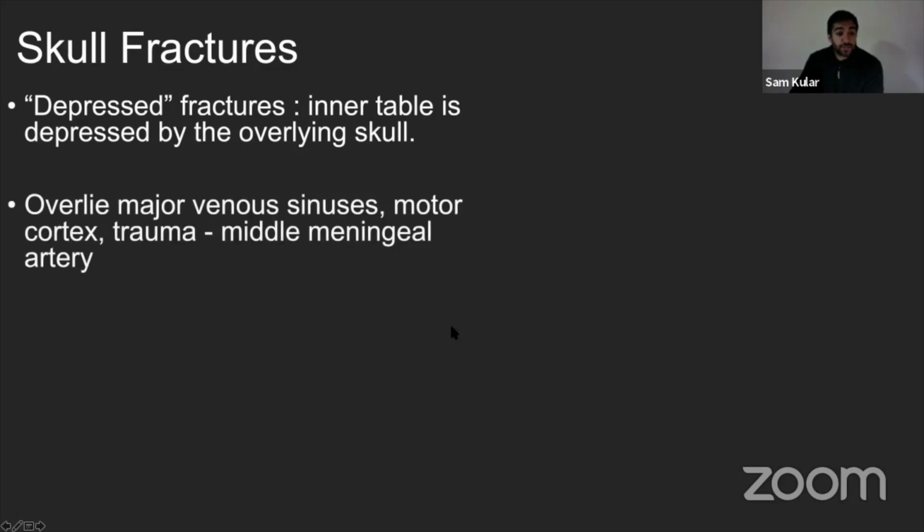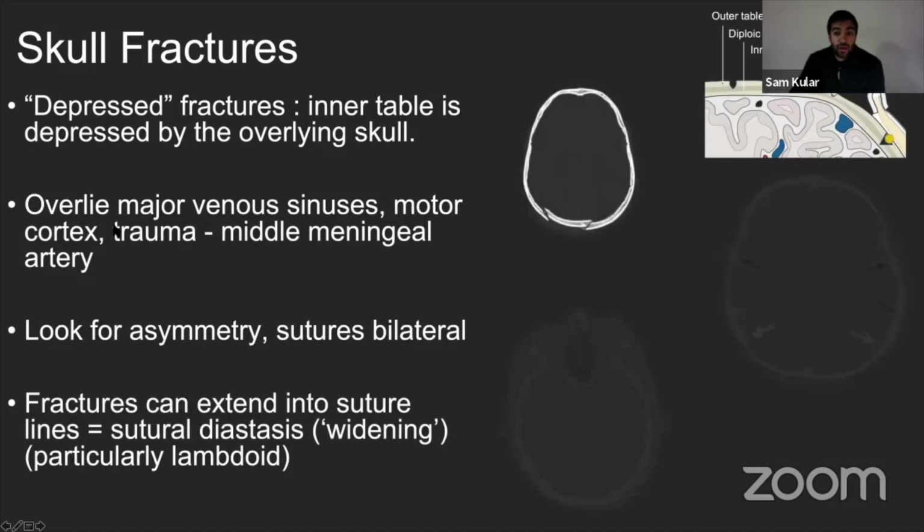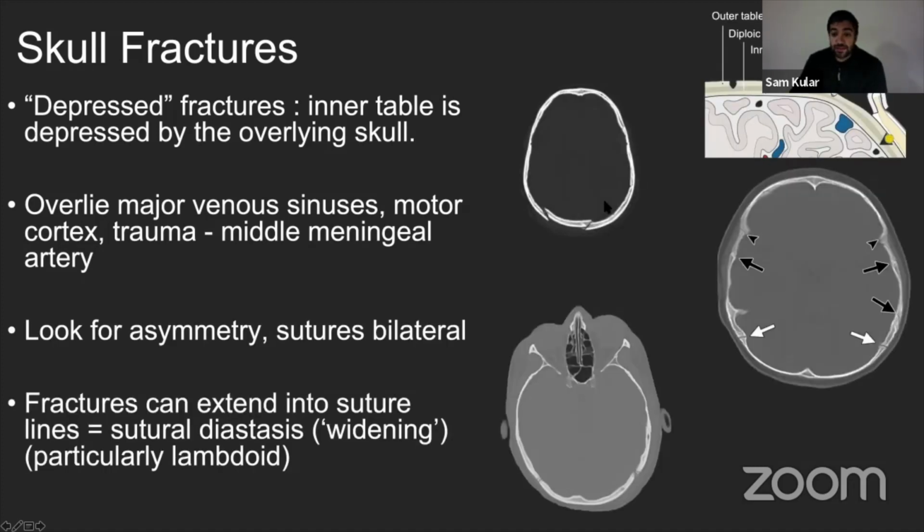Skull fractures. With skull fractures, we have depressed skull fractures, or we have normal skull fractures. For the depressed skull fractures, because the outer table is quite a heavy structure, in a quite severe skull fracture you may get depression of the skull, which may then interfere with the sinuses running around the outside of the skull.